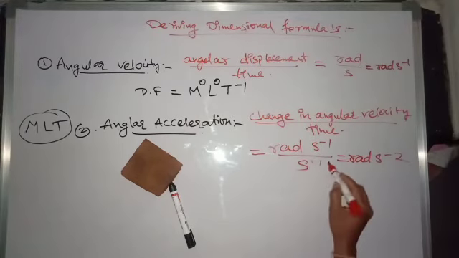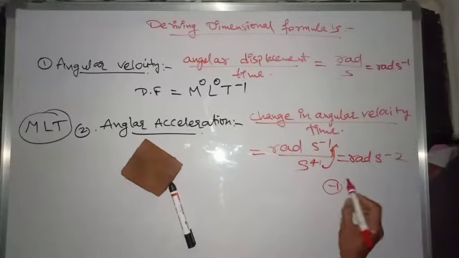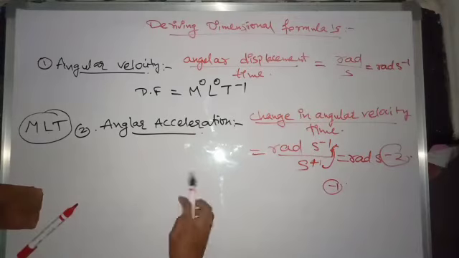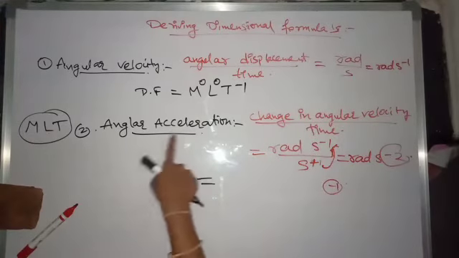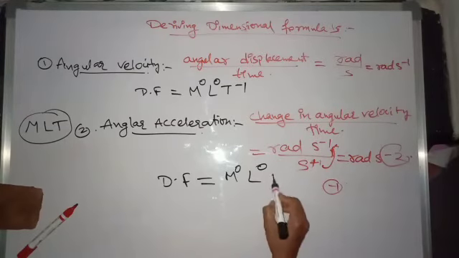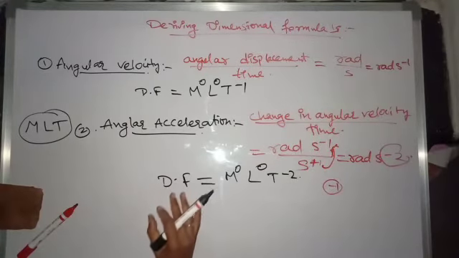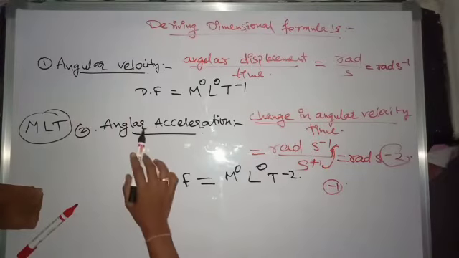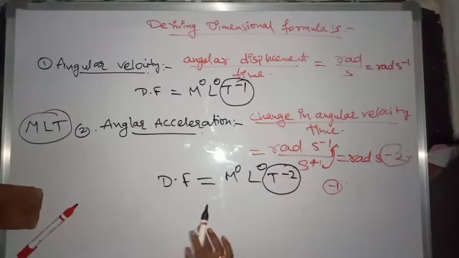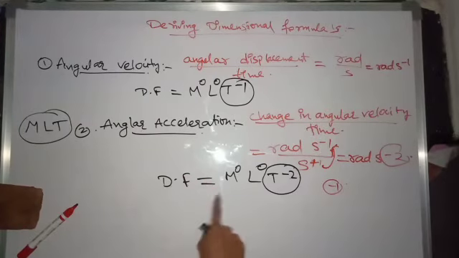Here you have s power plus 1 in the denominator, and if it moves to the numerator, then this plus 1 changes to minus 1. So we have minus 1 plus minus 1, which is s power minus 2. And what is the dimensional formula for angular acceleration? There is no mass, so M power 0, no length, L power 0, and time T power minus 2. The difference between the dimensional formulas for angular velocity and angular acceleration is that here we have T power minus 1, and in this one we have T power minus 2. So they are similar in mass and length.